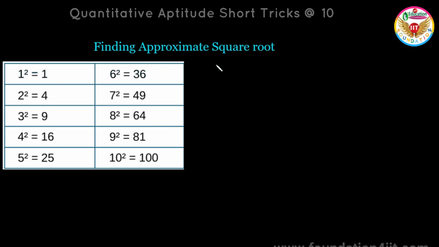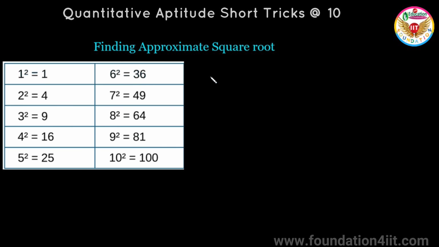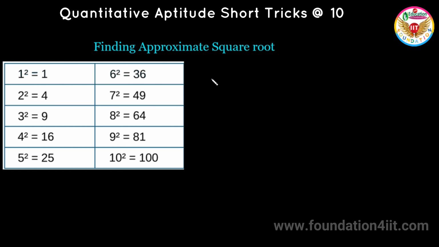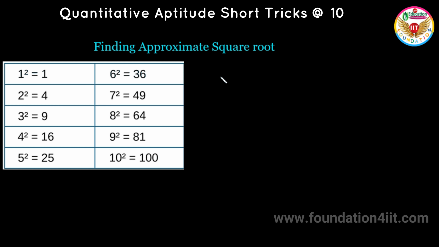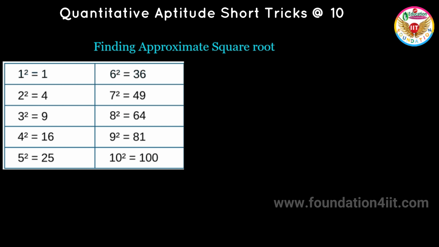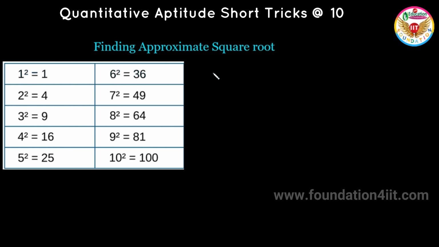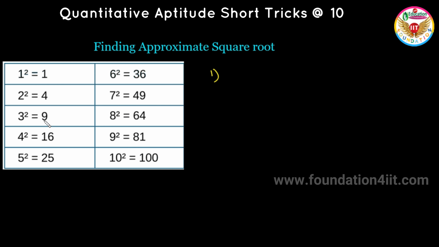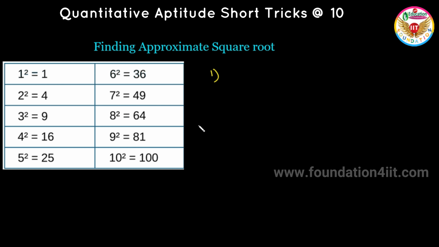Finding approximate square root. This concept is very helpful to do calculations fast in some competitive exams. If any question is asking about some number, and you know the approximate square root is enough for the calculation, you can use this method. Let me take one problem first. You should remember these values: 1 square is 1, 2 square is 4, 3 square is 9, and so on, 10 square is 100.